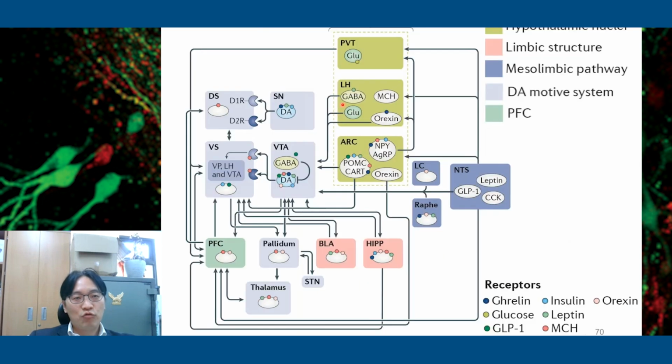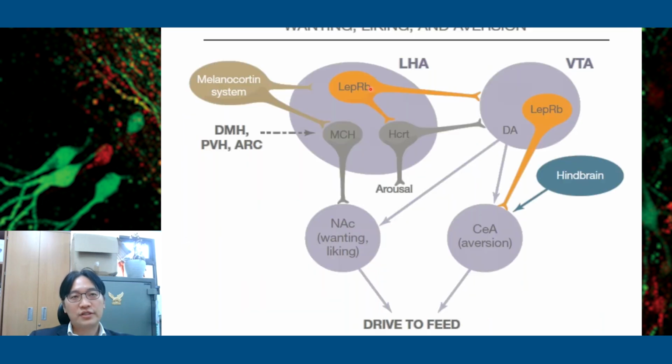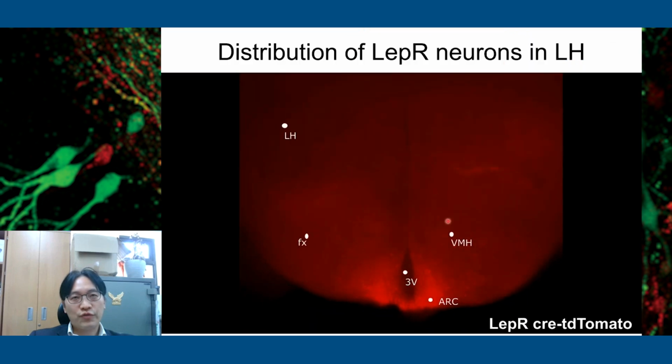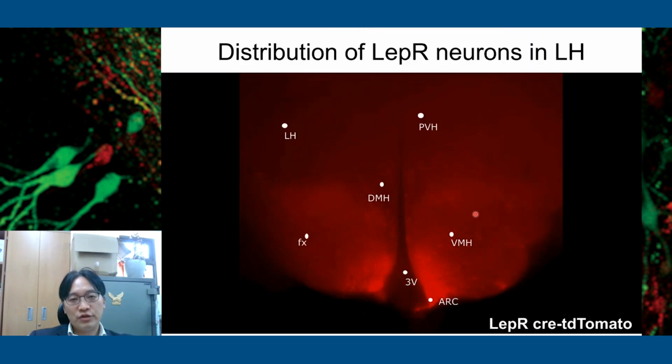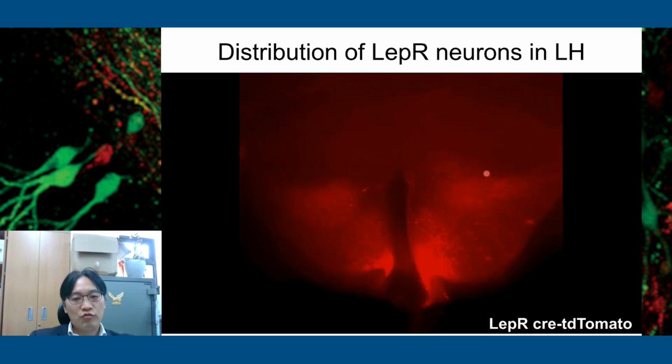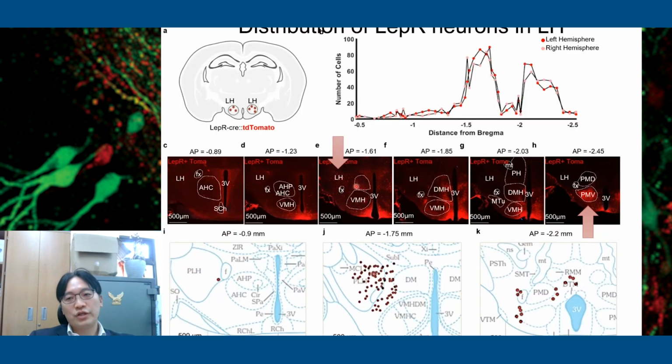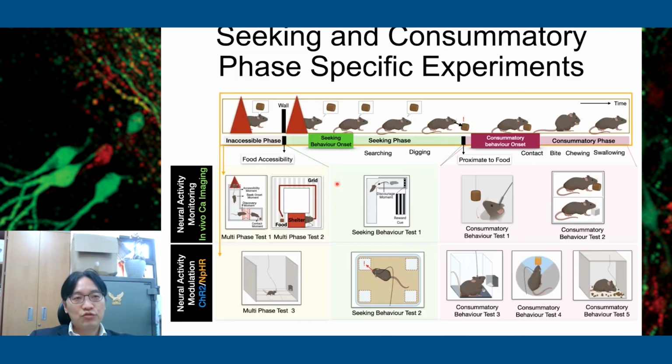And we thought that among the lateral hypothalamus neurons is the leptin receptor neuron. And people have suggested that the leptin receptor neuron in the lateral hypothalamus drives the feeding behavior. So we looked for the neurons in the lateral hypothalamus, and leptin receptors are there. We found that there is a leptin receptor neuron in this area, so we chose to study them. And this was very important to us, that we tried to develop novel phase-specific experimental paradigms.